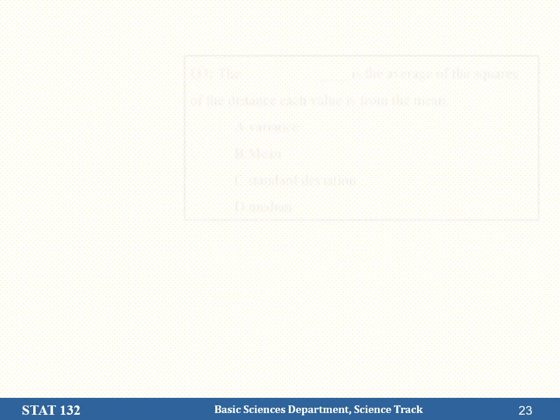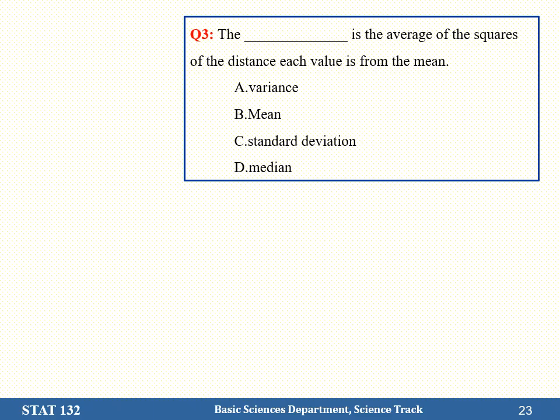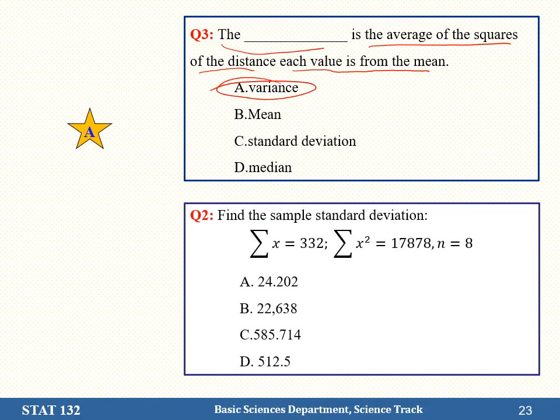Now let's look at this question here. What is the average of the squares of the distances of each value from the mean? So if you remember, this is the variance, the definition of variance. So find the sample standard deviation for the given data. Now, if you remember, for the sample standard deviation, we have this formula.